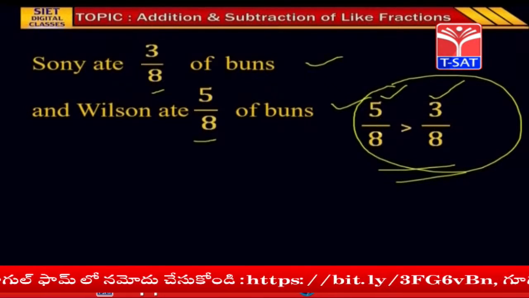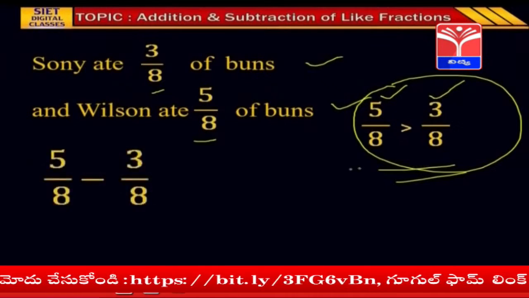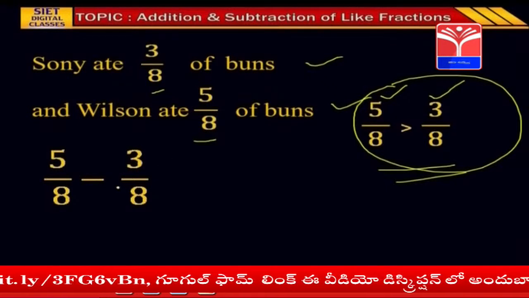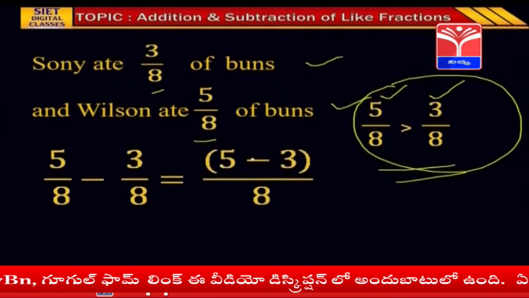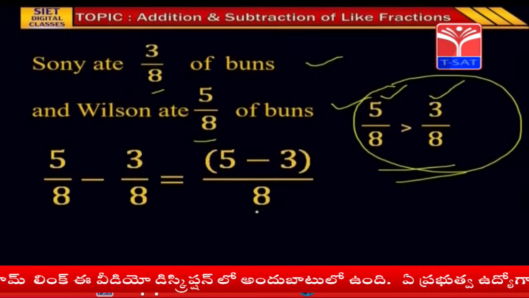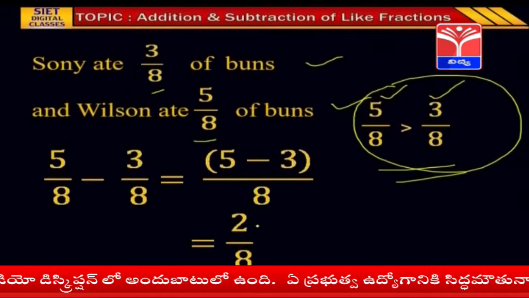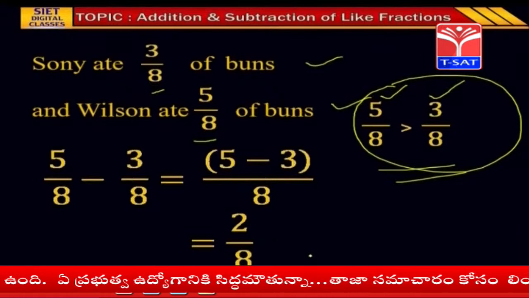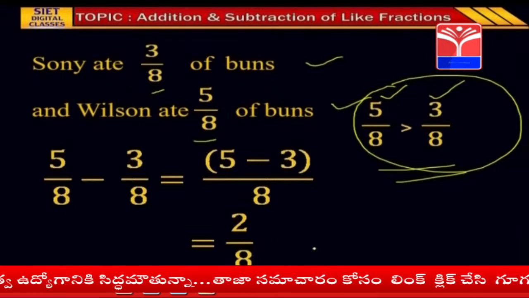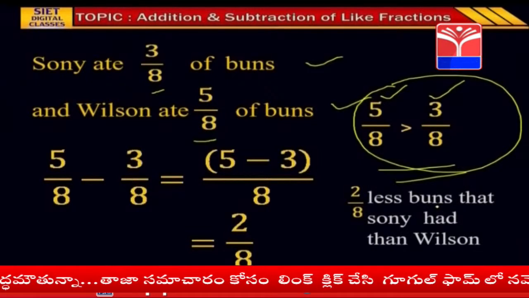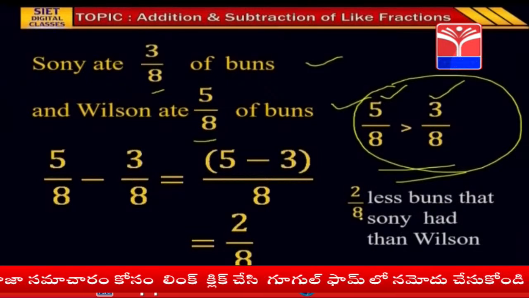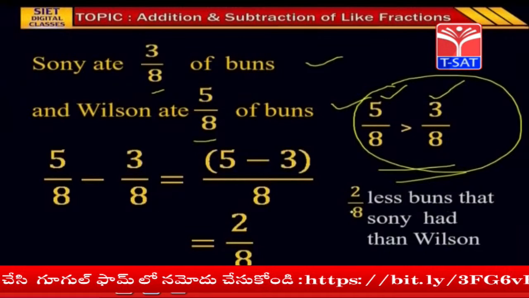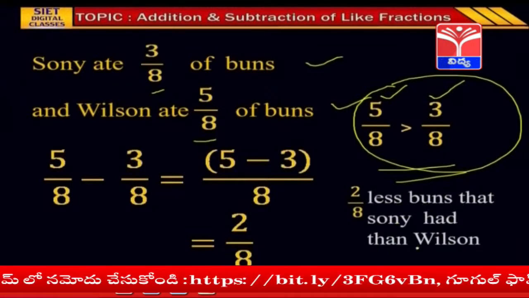Now the bigger fraction is 5/8 and the smaller fraction is 3/8. So when we are subtracting two like fractions, the smaller fraction from the bigger fraction, we subtract the numerators and keep the same denominator 8. 5 minus 3 is 2 and the denominator is the same, 8. So 2/8 is the resultant fraction which we required. That means Sony had 2/8 fewer buns than Wilson, or 2 out of 8 fewer buns.